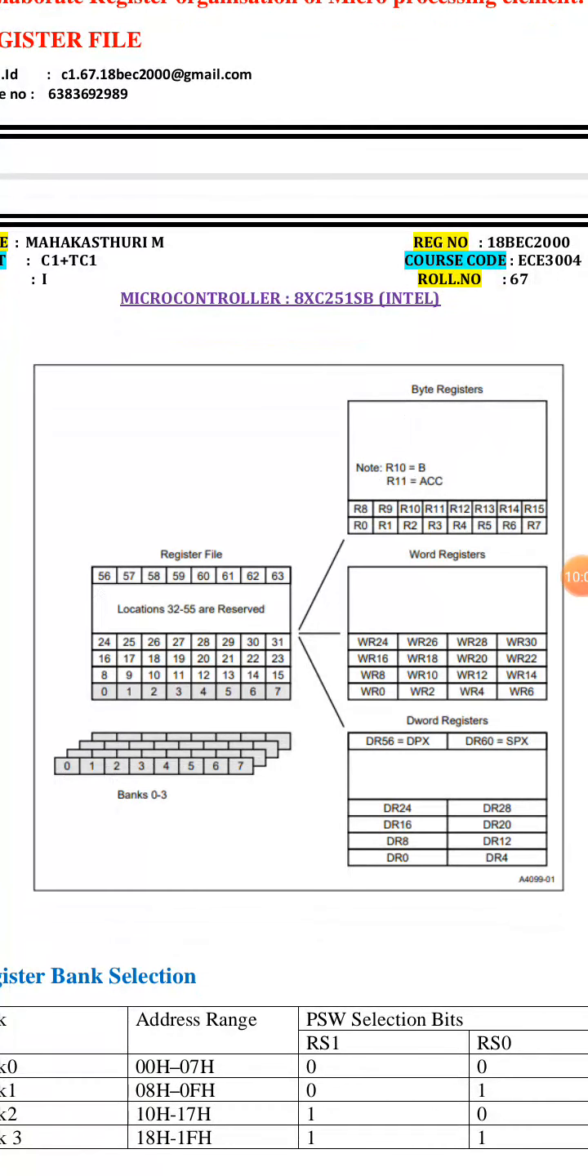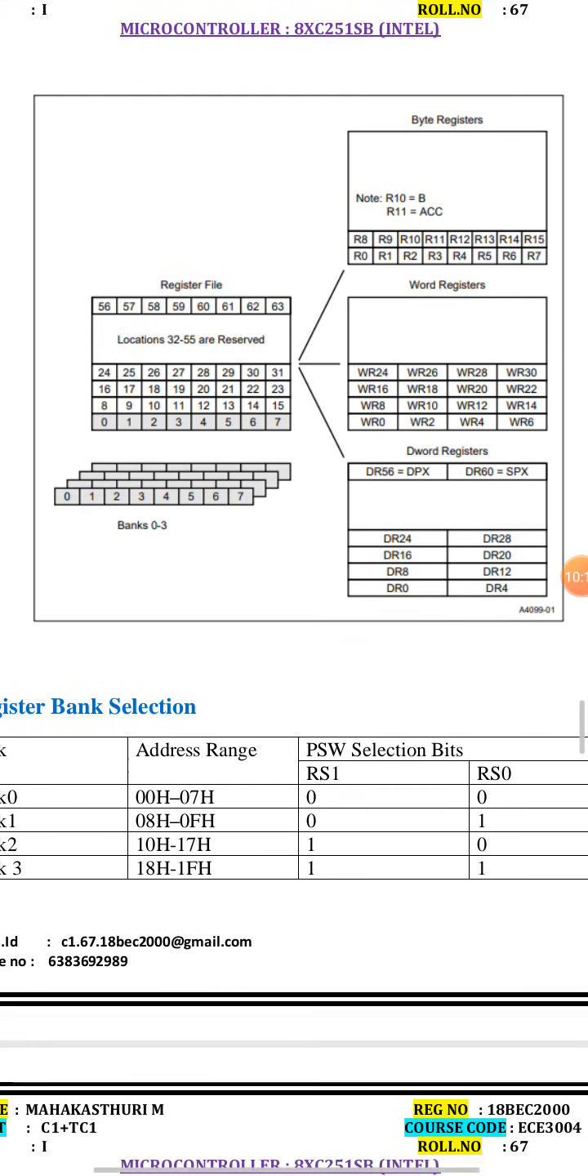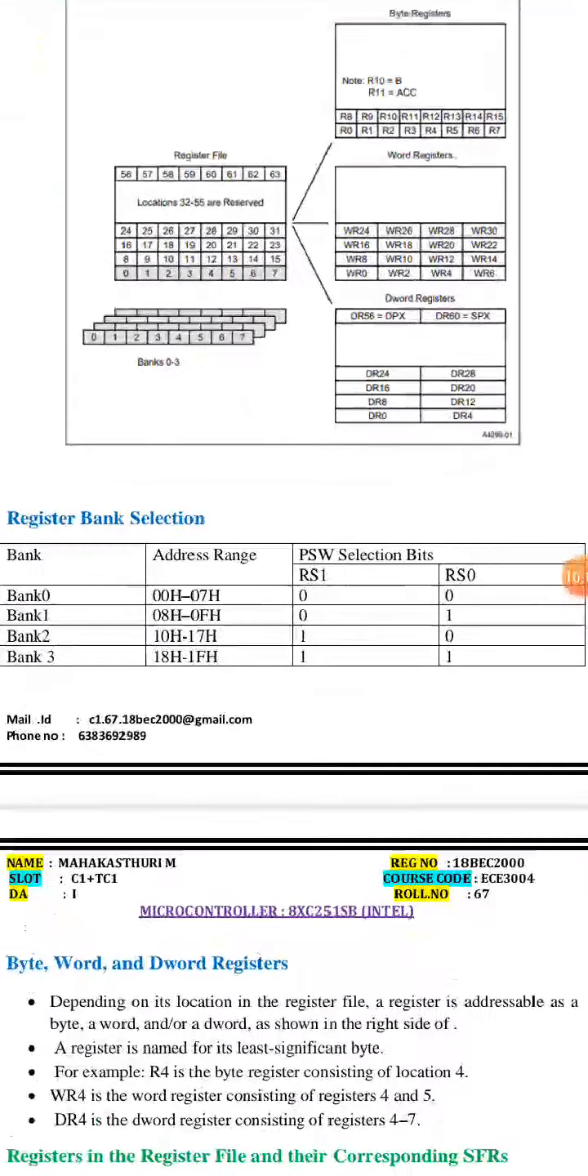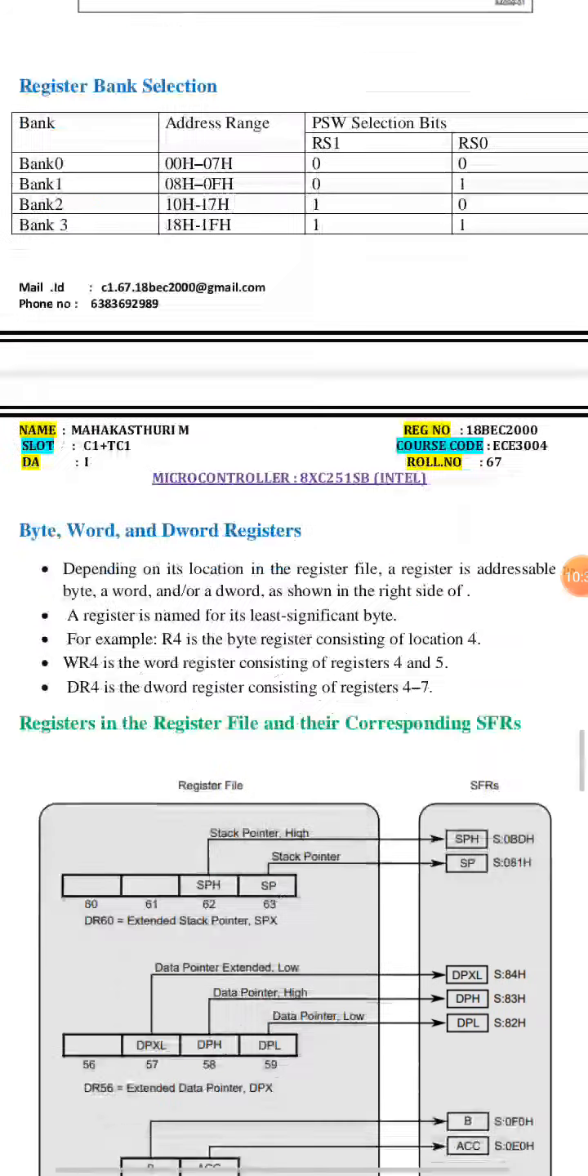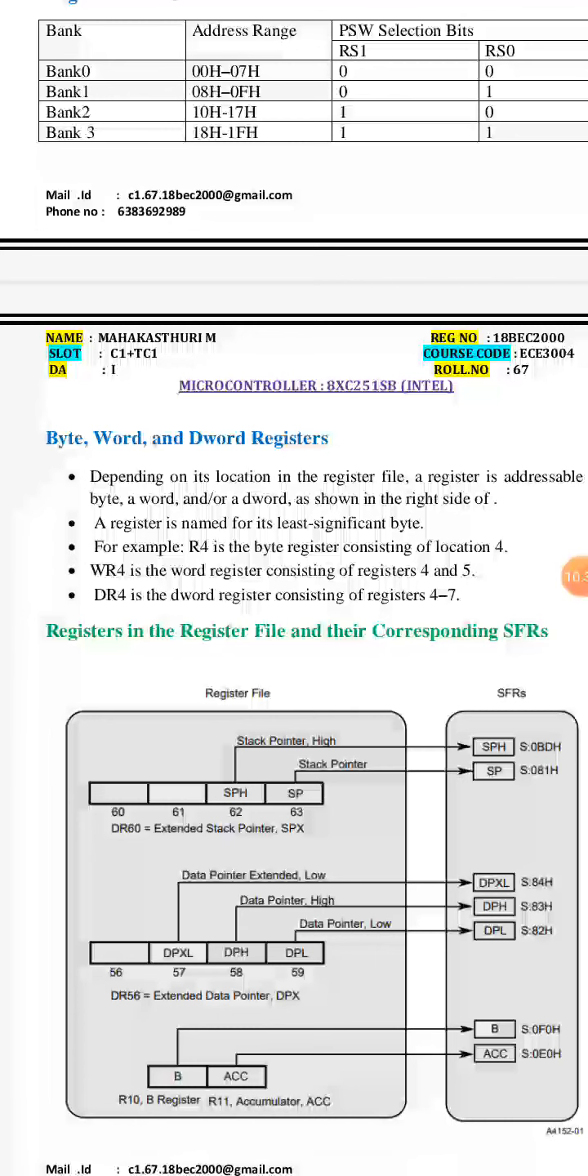here the register file has register file locations 32 to 55 reserved, and register banks 0 to 3, and then byte registers, word registers and dword registers; three types of registers are contained in the register file. Okay, this is the register file bank selection: bank 0, bank 1, 2 and 3. So register banks 0 to 3 have an address range starting from 00 to 1FH, and this is the PSW selection. And then byte, word and dword registers.